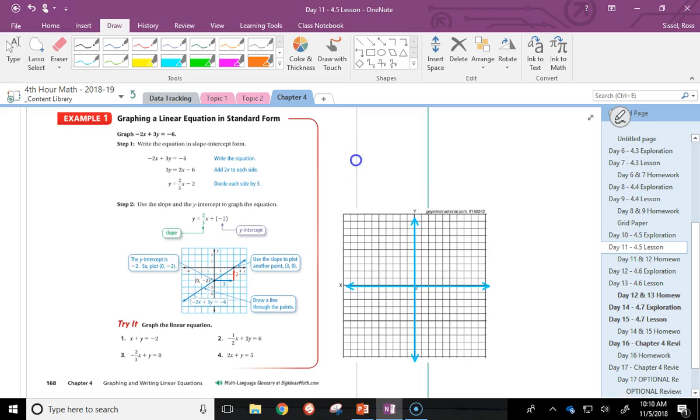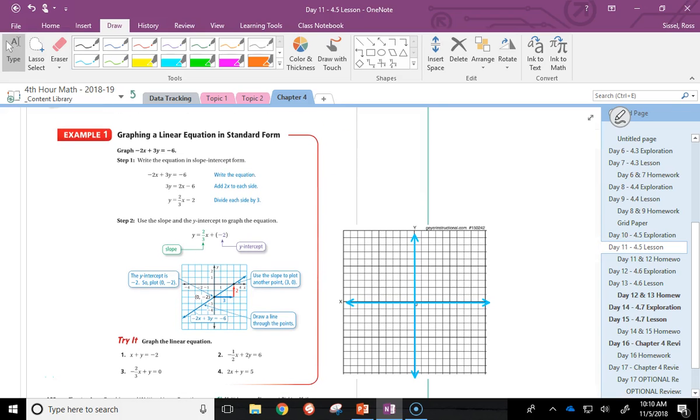Here's what we're going to do. Example 1, it says to graph negative 2x, and I'm going to write it bigger, negative 2x plus 3y equals negative 6. Well, right now I can't graph that. I don't know what my slope is. I don't know what my y-intercept is yet.